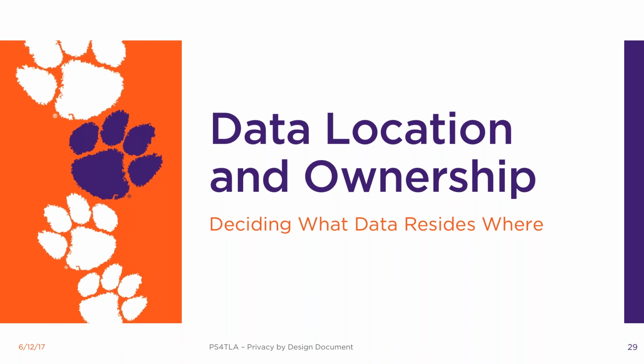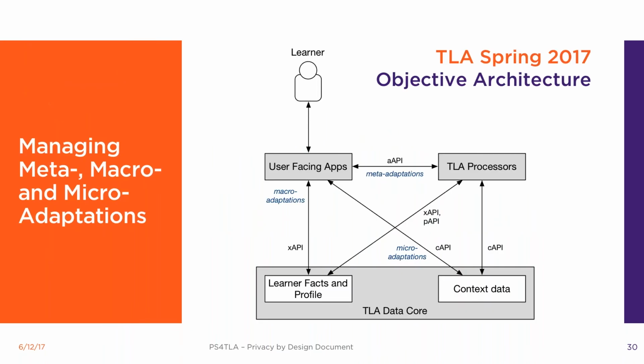TLA has these 3 components that are relevant to the collection, storage, and processing of personal information. There's the TLA data core, which collects the information, the processors that use the information to provide adaptations, and then user-facing applications, which are the interface with the user, so they collect the information and they actually present the adaptations to the user.